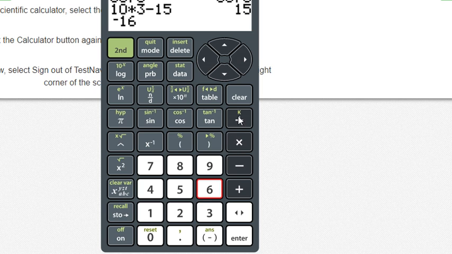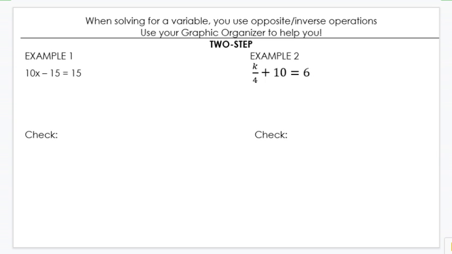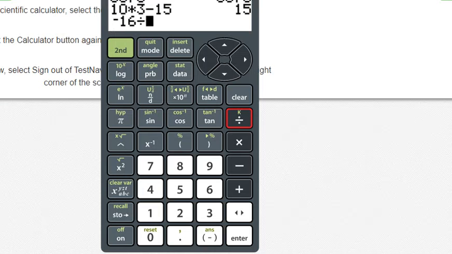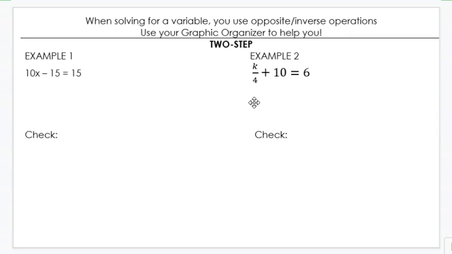Negative 16 divided by, and I'm going to have to look because I can't remember, 4 plus 10. And hit enter, and we get 6. And that is exactly what we got on here as well. So this one checks out. All right.